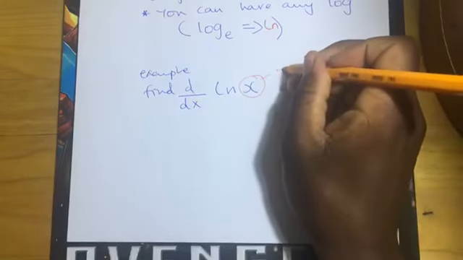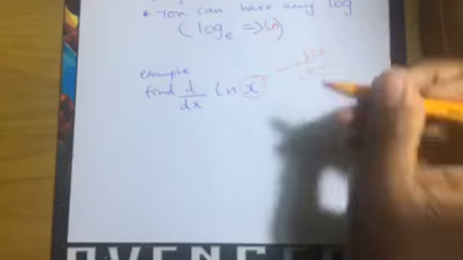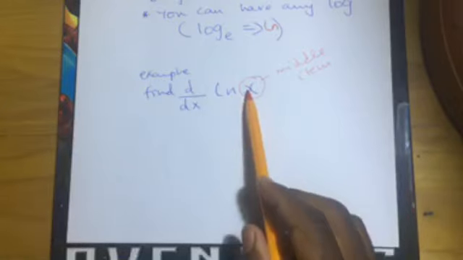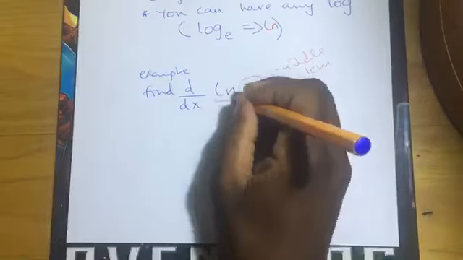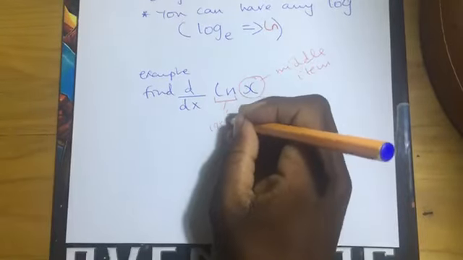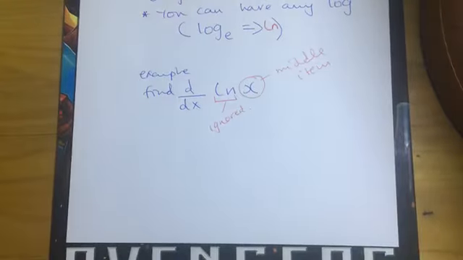So this is the middle item. To differentiate a log, we said differentiate the middle item and ignore the log. So this part is going to be ignored, the way some of you are ignored by your crushes when you text them. Okay, so you can relate.